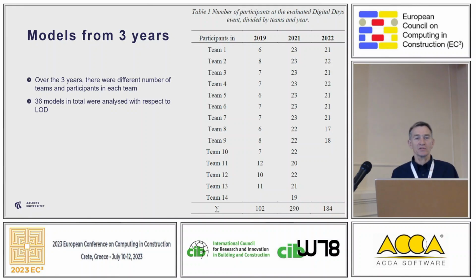So what we did here was we took these models from basically the last 3 years. You can see here that over the years we have different numbers of participants: about 100 participants in 2019, almost 300 in 2021, and 180 in 2022. This gives us different numbers of teams and different numbers of persons in the teams. We ended up collecting 36 Revit models from these years, and then we analyzed them with respect to level of detail.